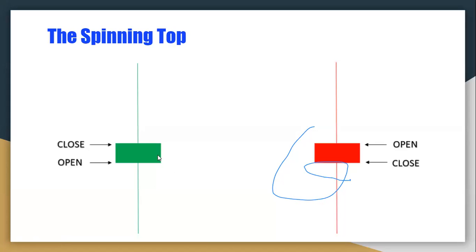So this particular pattern is called the spinning top pattern. As the name suggests, here the body of the candle is very small, and it has a big upper shadow as well as a big lower shadow. In case of a bullish spinning top, the candle is a green candle, the opening price is here, and the closing price is just above it.